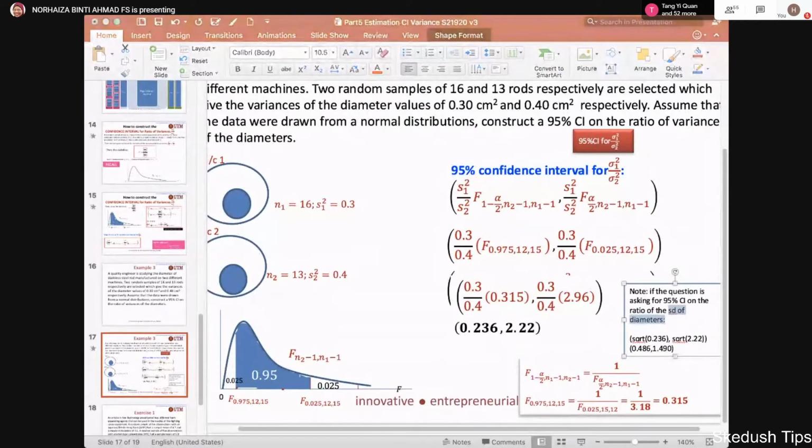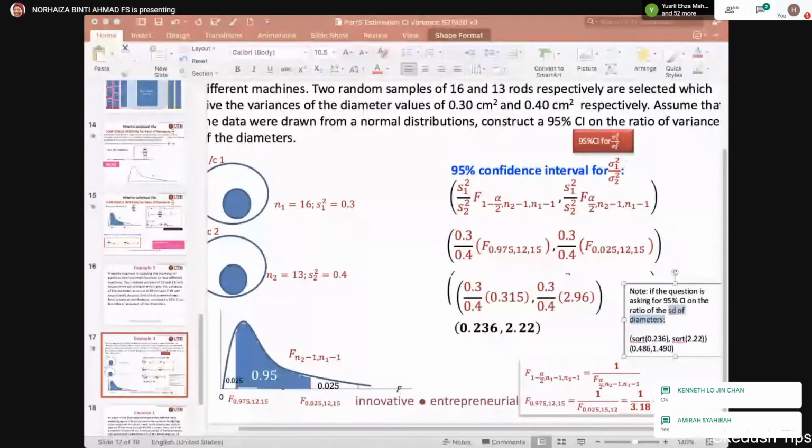Are you okay with this? All right. So that's it for parameter estimation.